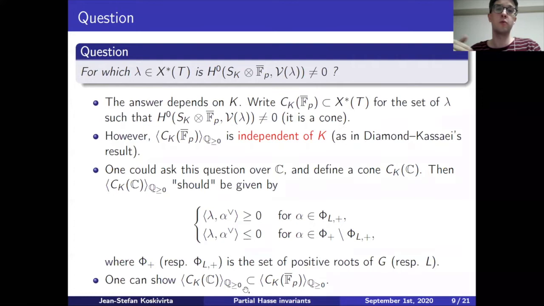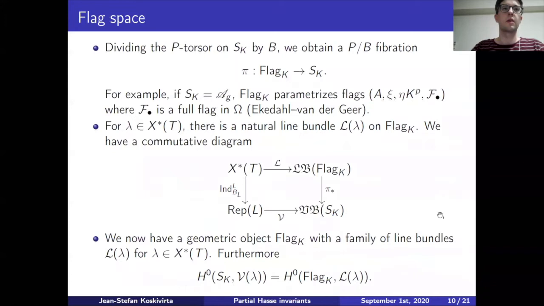Right. So then let me talk about the flag space. So this is a convenient tool I want to introduce. So we have this P-torsor on S_K, and so we can divide by the Borel B, and we obtain a P mod B fibration. So we have some scheme Flag_K, which maps to S_K, and the fibers of this map are isomorphic to P mod B.